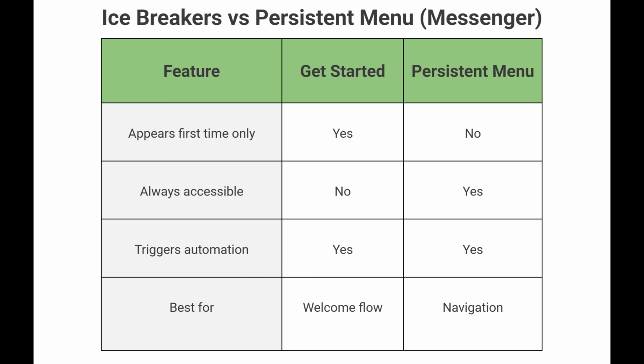Both features can trigger automation, but they serve different purposes. The Get Started button is best for your welcome flow, introducing your business and guiding new users, while the persistent menu is best for navigation, helping users access key actions whenever they need them.